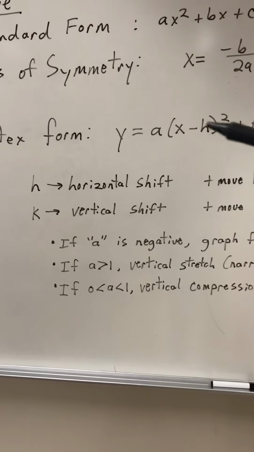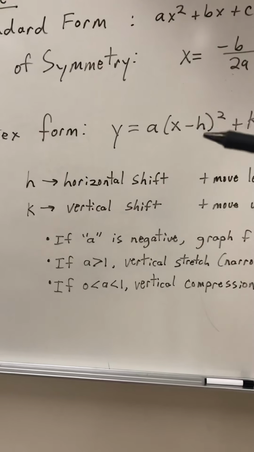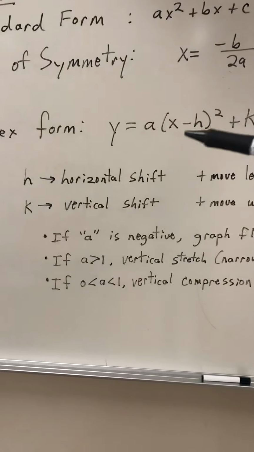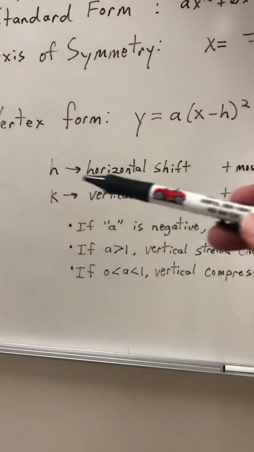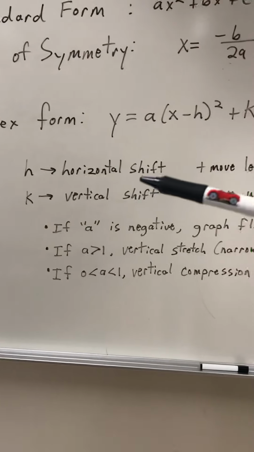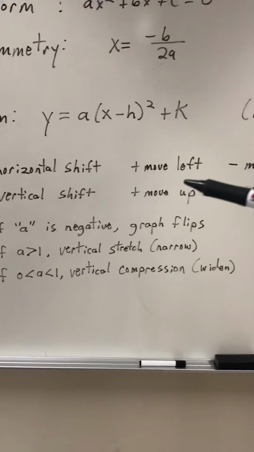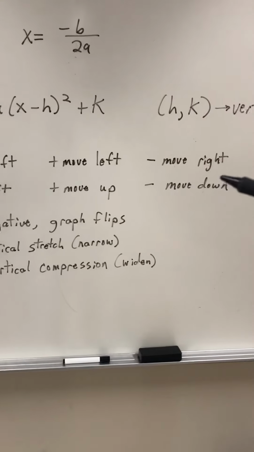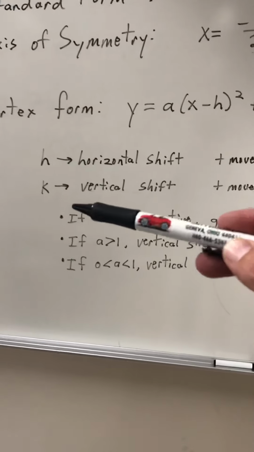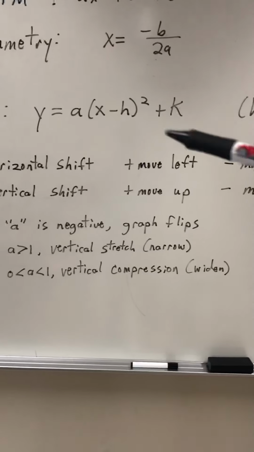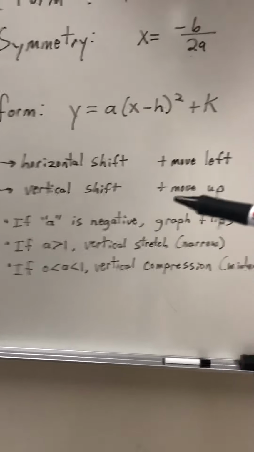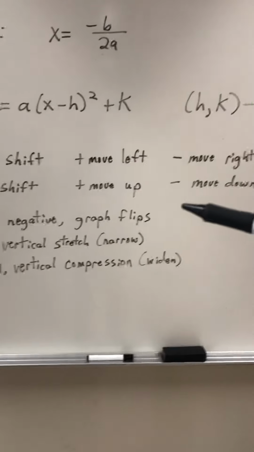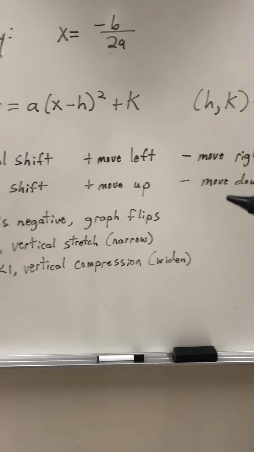And then this whole vertex form stuff, your h, if you have something inside parentheses with your x that's going to be squared along with your x, that h value is going to be a horizontal shift. And if it's adding, you're going to move left. And if it's subtracting, you're going to move right. K is going to be a vertical shift, so any number that's in the back in vertex form, that's going to be a vertical shift. So adding, you're going to move up, subtracting, you're going to move down.